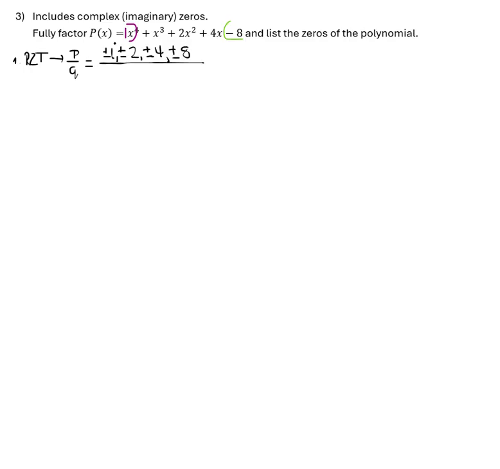This time our q values are just going to be a positive or negative 1. I love it when it's a 1, because then I don't usually get fractions. So what we're going to do here is a positive 1. It could be a -1. It could be a positive 2 or a -2. It could be a positive 4 or a -4, a positive 8 or a -8.